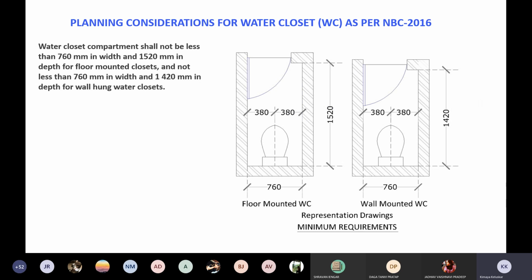Similarly, a water closet compartment shall not be less than 760 mm in width, and 15-20 mm in depth for floor-mounted closets, and not less than 760 mm in width, and 14-20 mm in depth for wall-hung water closets.